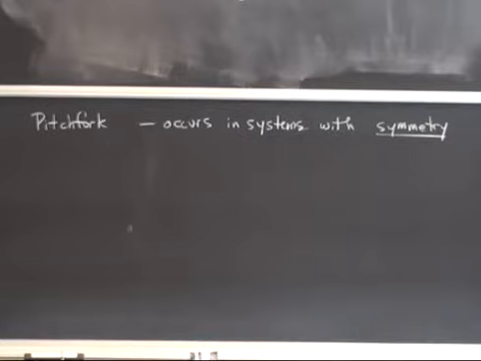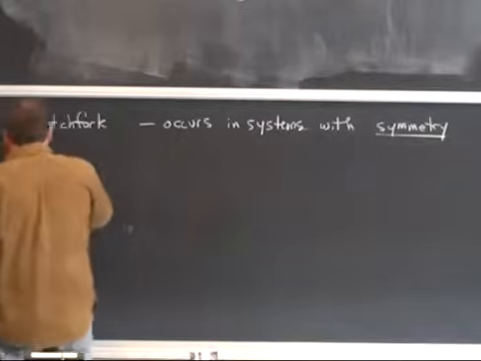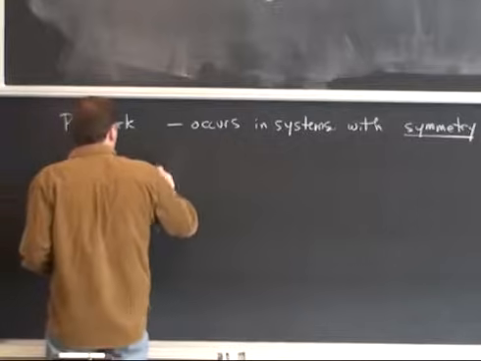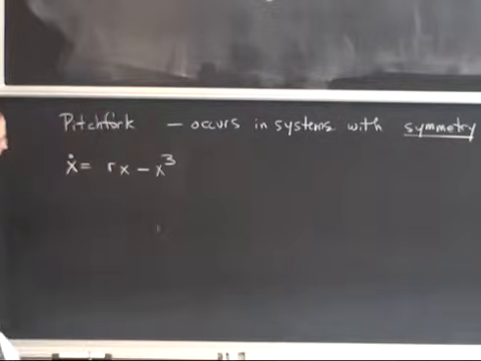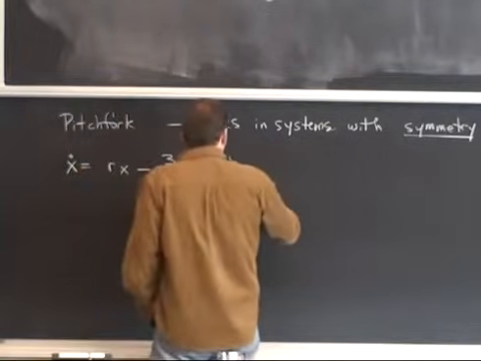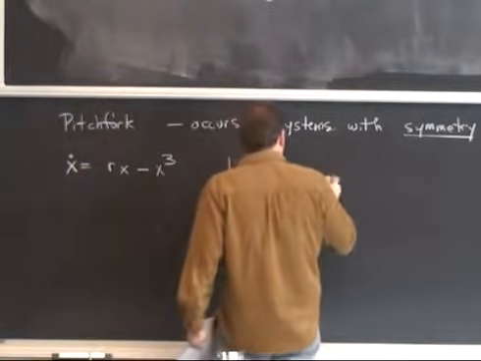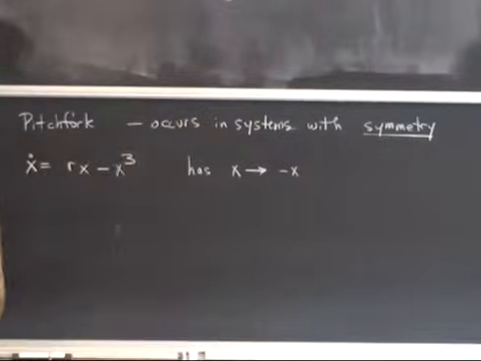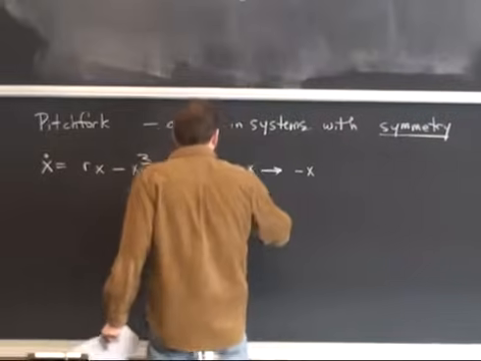Like in that buckling example, the support could buckle to the left or the right. So let's look at, say, something like this. x dot equals Rx minus x cubed. This has a symmetry where whatever is happening on the x, it has symmetry between x and minus x. Mirror symmetry in that sense.